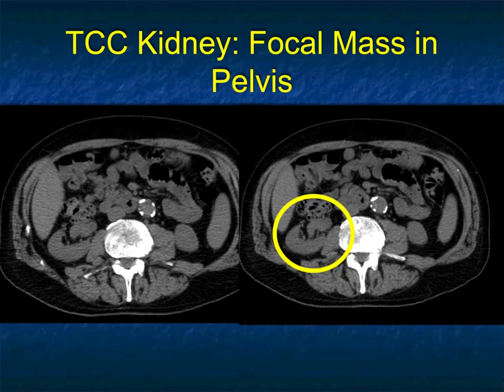So let's get started where we left off last time. I was talking about the various appearances of TCC in the kidney, and I want to show you some examples. I also want to make the point about how easy it is to miss something.